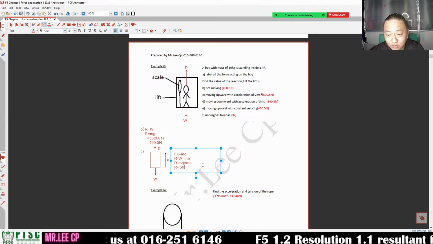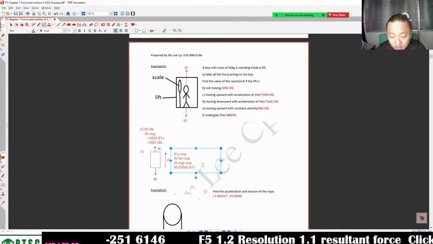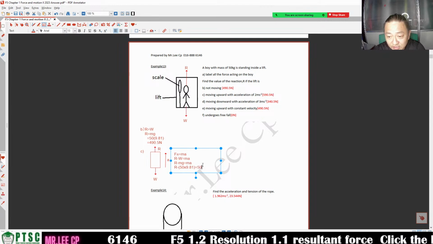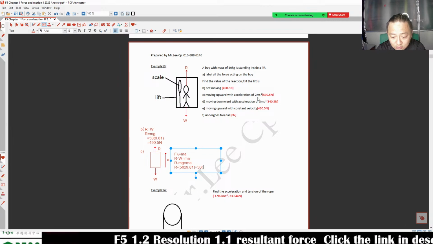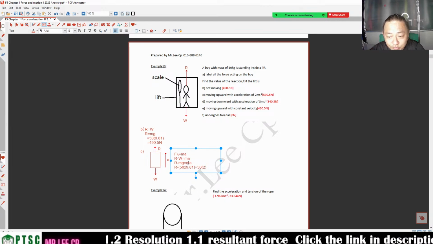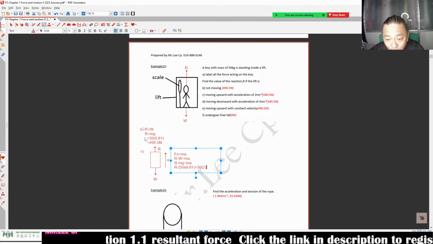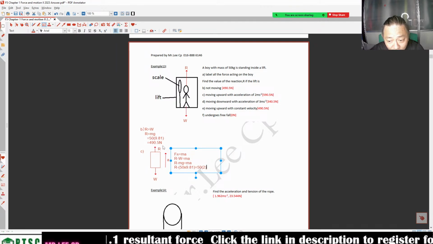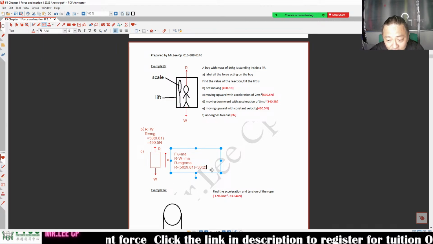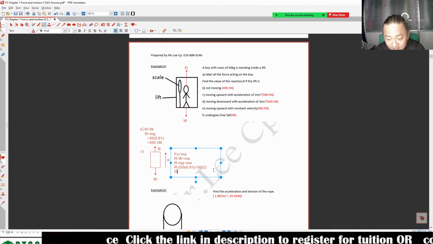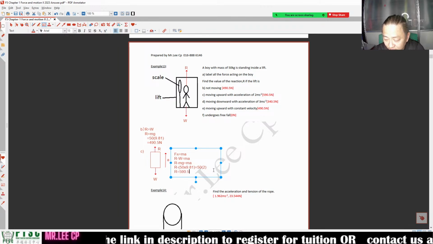I put in M. M is 50, the boy. Times g, 9.81, is equal to MA, M 50. The acceleration they gave you is 2. So you bring it to the other side, it becomes plus. This one we have calculated before, which is 490.5. 50 times 2 is 100. So you get your R as 490.5 plus 100, which is 590.5 Newton.